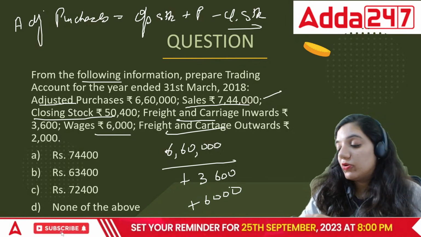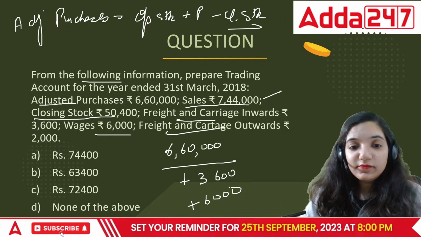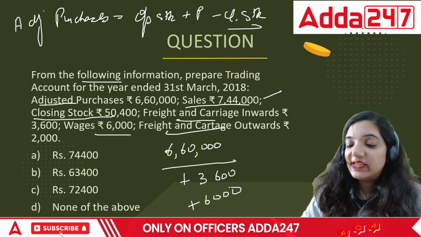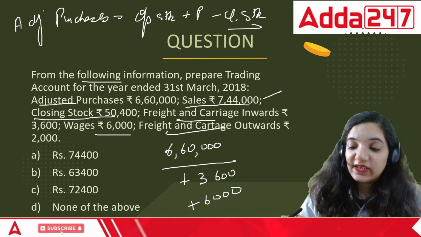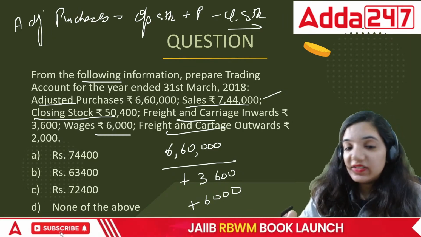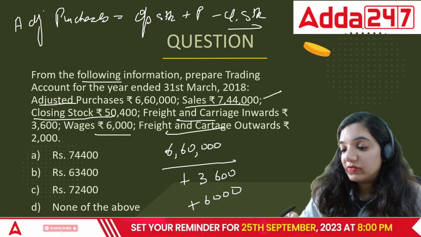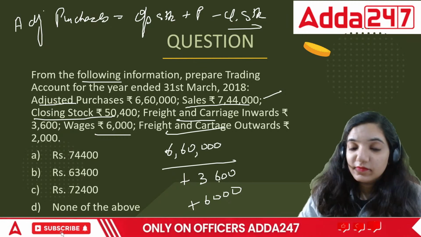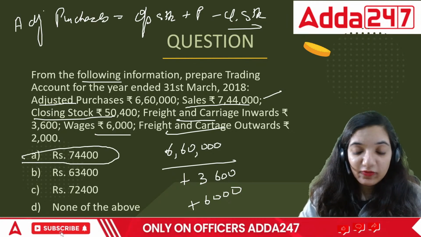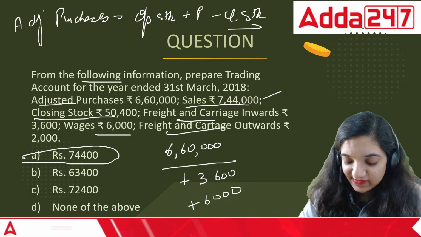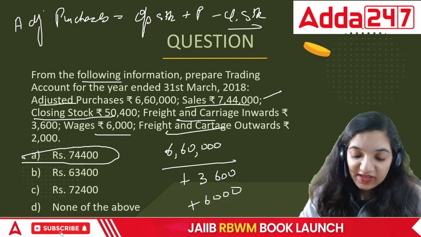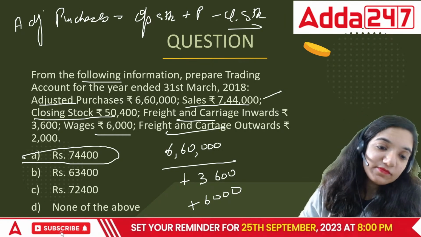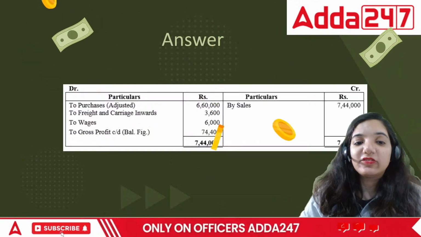So what would be the total answer? Total comes out to be 69,600. From this, remove that 7,44,000 because that is your sales value. The answer is 74,400. Ashwin sir, tried the question yet? Everybody else? Cynthia ma'am, trying the question? In this case, the answer is 74,400, everyone.